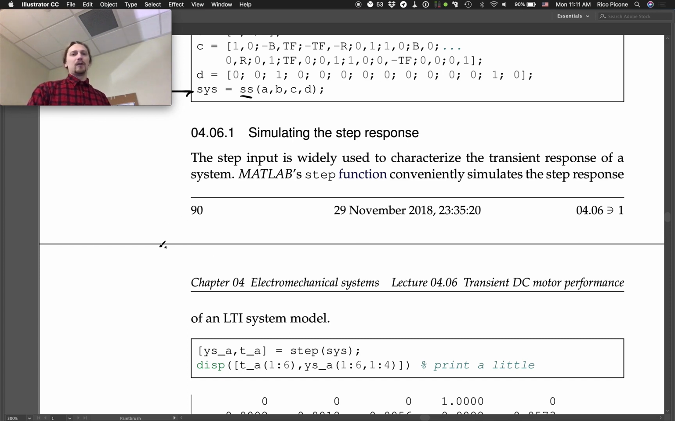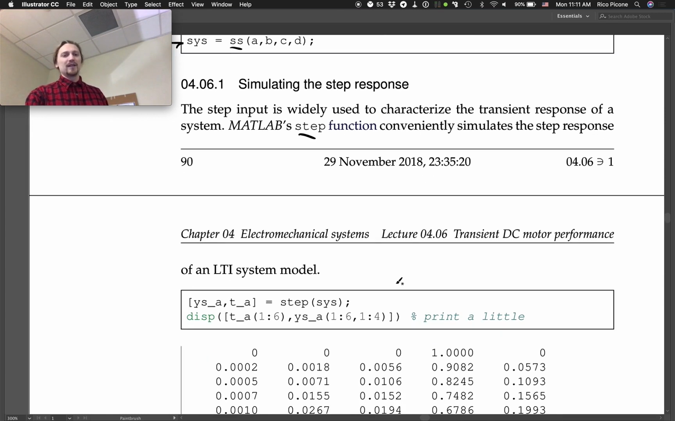So we're going to simulate this, and this is how you are going to predict what the output should look like. You could solve it analytically, but I would recommend just using what I've done here to simulate what the response is. The step input is widely used. MATLAB has a function called, you guessed it, step, that conveniently simulates the step response of an LTI system model.